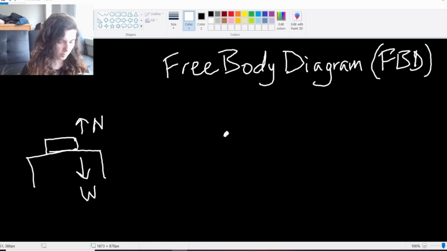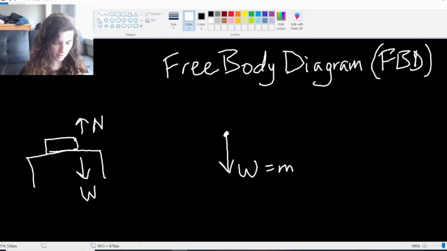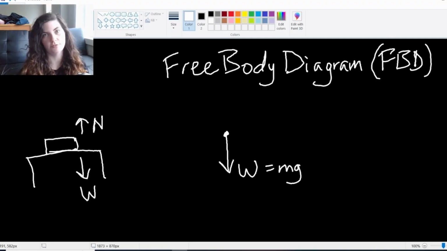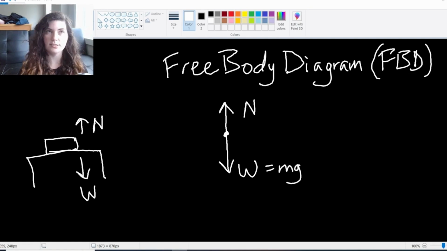The particle within the book is experiencing the weight of the book, the force of the weight of the book, acting down on it due to gravity. We could also call this mg if you wanted to. Mass of the book times gravity is how we could find what the weight is. And then we have that normal force coming up from the table. So this is a basic free body diagram, just a single point with all of the forces labeled on it.